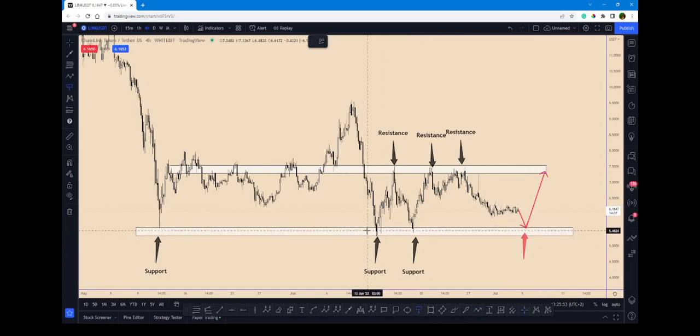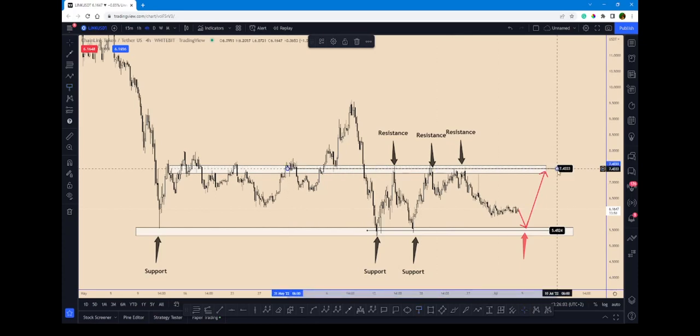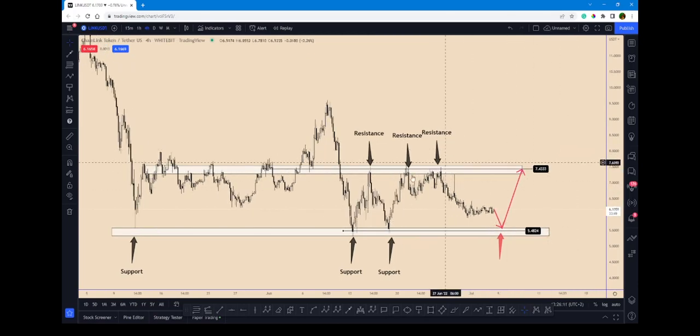I'm going to place also the buy zone, so if price is going to come lower to 5.4, it should move up again, and there is a very high probability that this movement can happen, has higher chances.